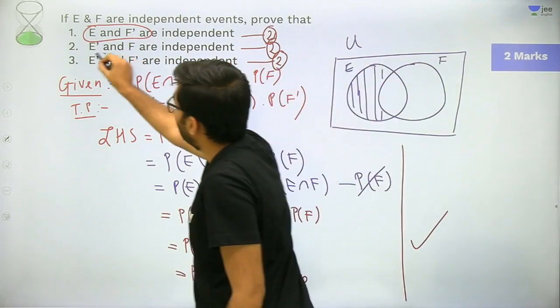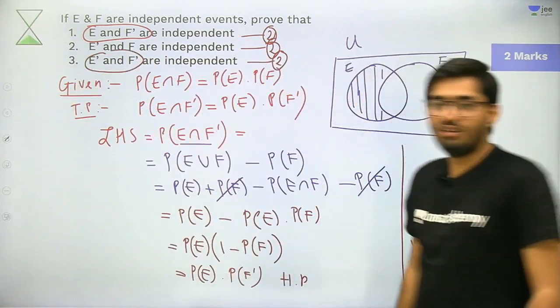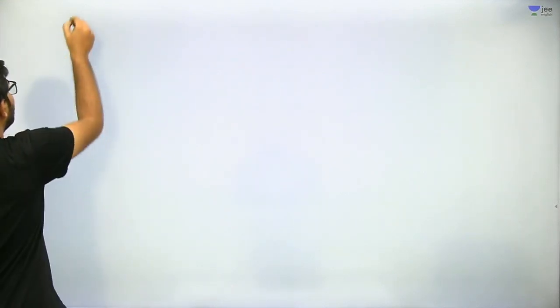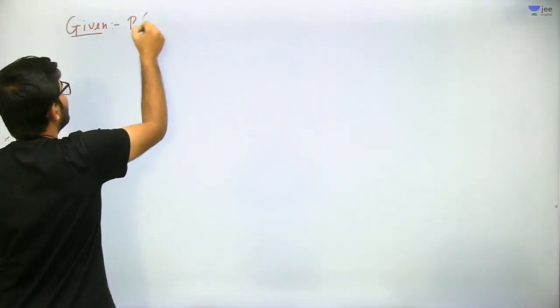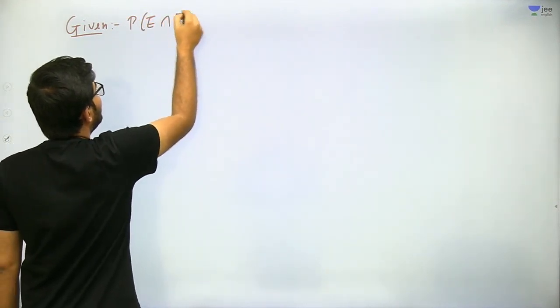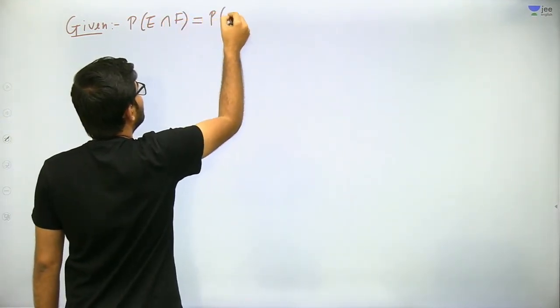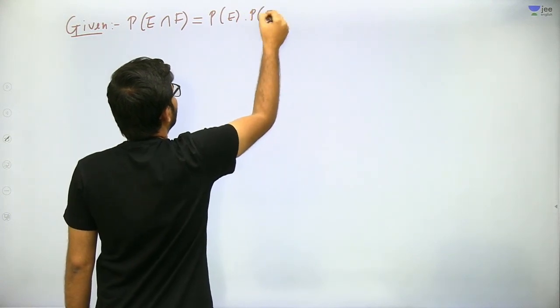E dash intersection F dash. So that part. Again, what is given? I'll write it over here. It is given in the question that E and F are independent. So P of E multiplied by P of F.